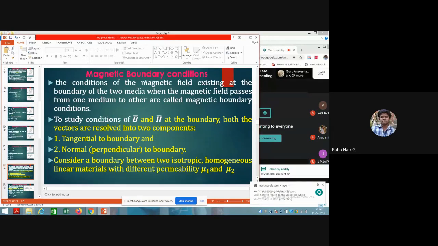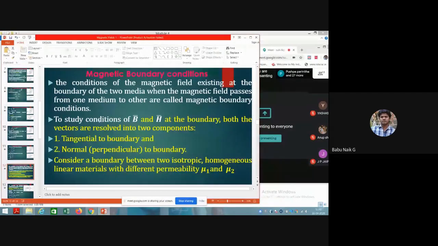So before starting the boundary condition, what is meant by the boundary condition here? The conditions of the magnetic field existing at the boundary of two media, when the magnetic field passes from one medium to the other medium, are called the magnetic boundary conditions. Okay, so this is the main thing: two mediums, and the magnetic field existing between one medium and the other medium. That is called the boundary condition region here.